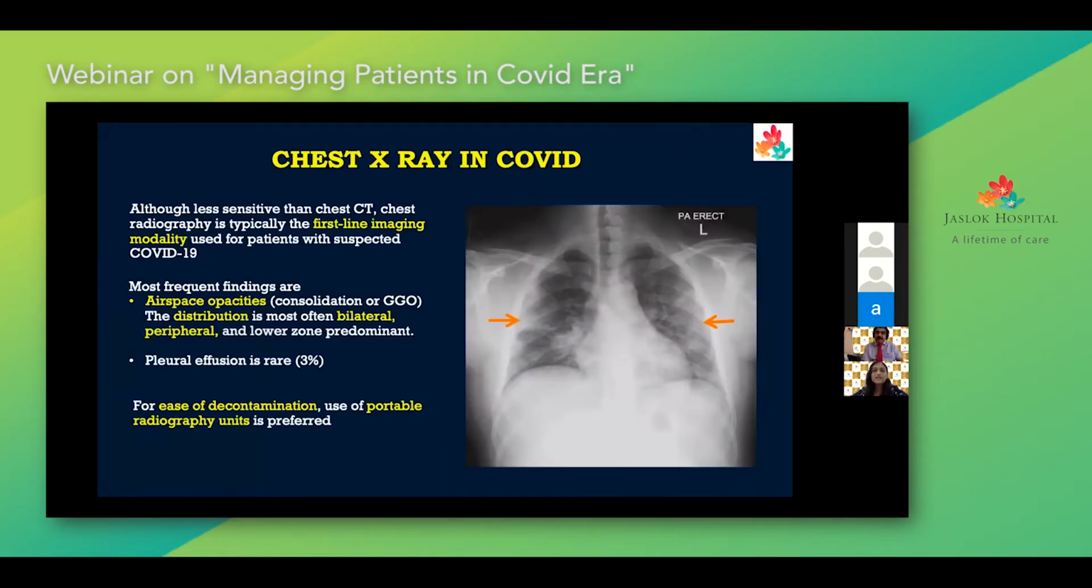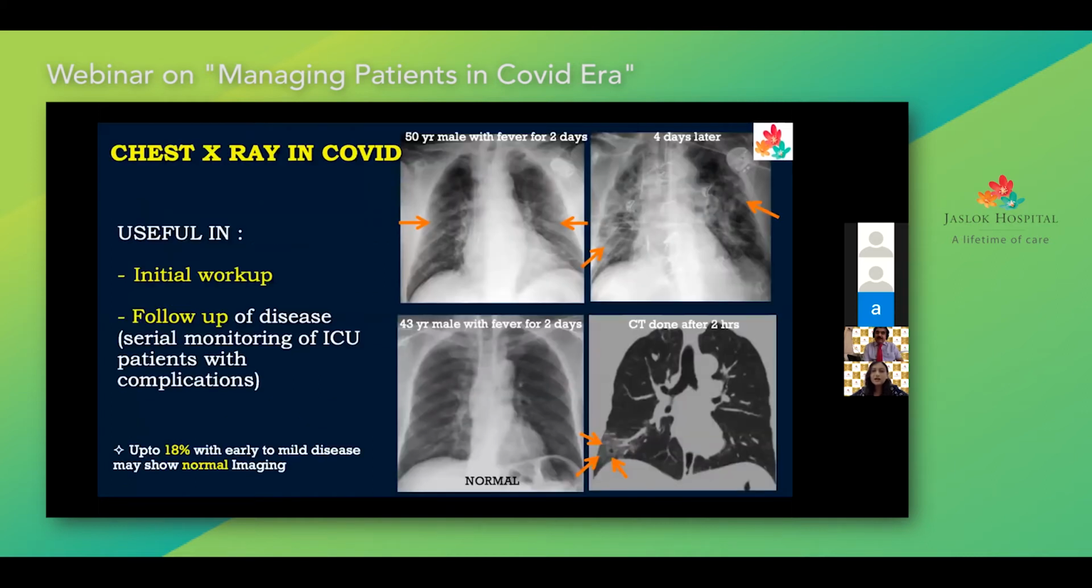What we see on X-rays are peripheral airspace opacities. These can be ground glass opacities or consolidation. For the ease of decontamination, we generally use portable radiographic units. More than the initial workup, I think it's helpful in follow-up of the disease, in serial monitoring of ICU patients with complications.